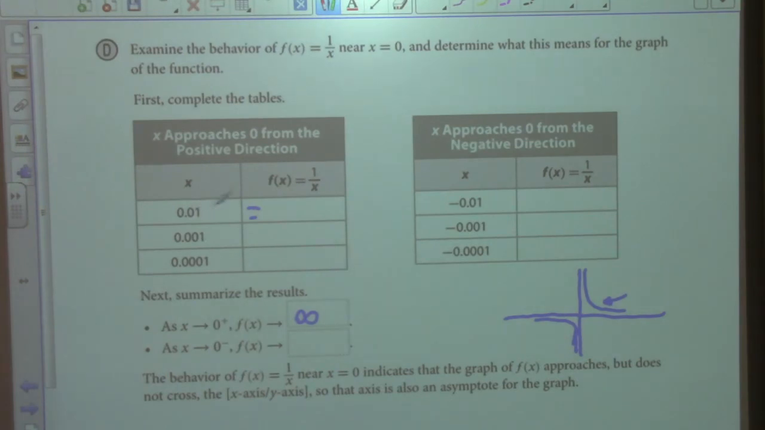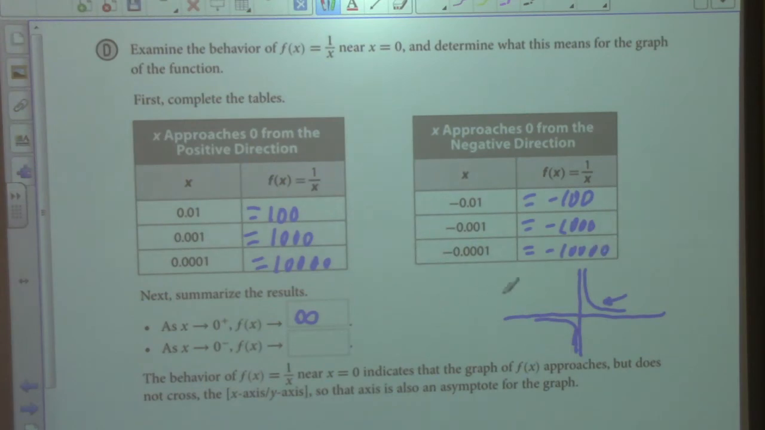What's 1 divided by 0.01? It's going to be 100. If we divide by 1/1000th, we get 1,000. If we divide by 1/10,000th, we get 10,000. And then similarly, for the negative numbers, as x approaches 0 from the left, we're going to get the same thing but negative. Negative 10,000.